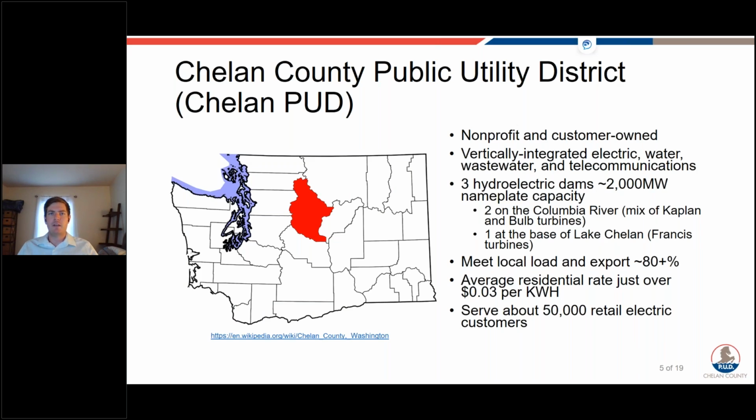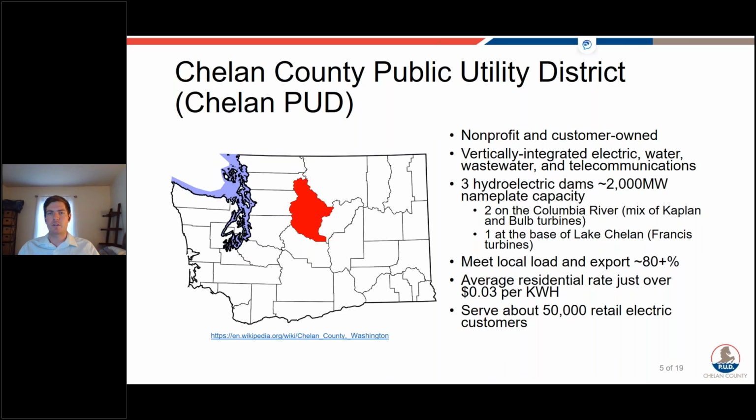So the Chelan County Public Utility District, or the Chelan PUD, is a nonprofit, customer-owned utility in central Washington. We are a vertically integrated electric utility. We have our local water, wastewater, and fiber optic internet divisions as well.